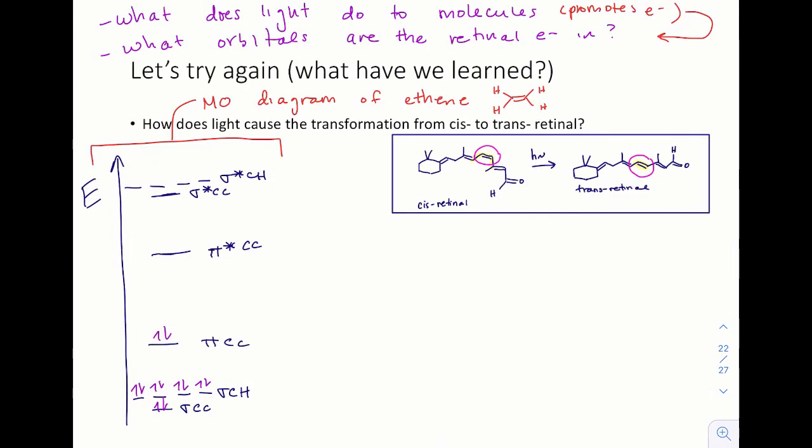Here's our MO diagram of ethene. We know where the electrons are. Now let's imagine that light hits ethene, which is our model for cis-retinal. So let's imagine it hits cis-retinal.